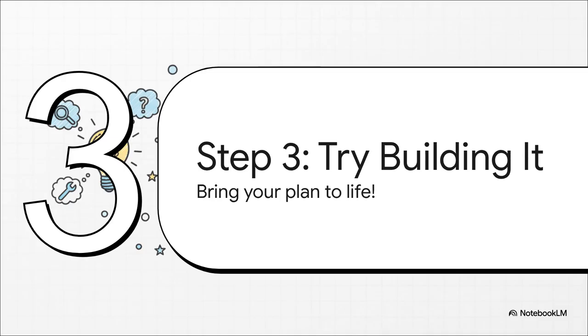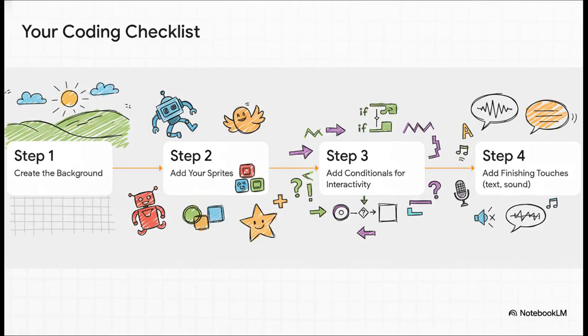Okay, with a solid plan in hand, we finally get to the really fun part. Step 3, try building it. Now's the time to open up that code editor and bring your blueprint to life. But listen, the key here is not to try and do everything at once. That's a recipe for frustration. Just follow this simple checklist. First, just get the background set up. That's it. Once that looks good, add your sprites. Then, and only then, do you start adding the code for interactivity. Save all the finishing touches, like text or sound, for the very end.